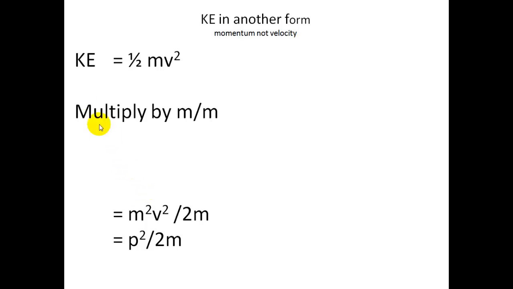You can always find the kinetic energy from the momentum, finding out what the velocity is, and then finding out the kinetic energy. But that's an extra step. If you're given the velocity, you use this equation. If you're given the momentum, you use this equation.